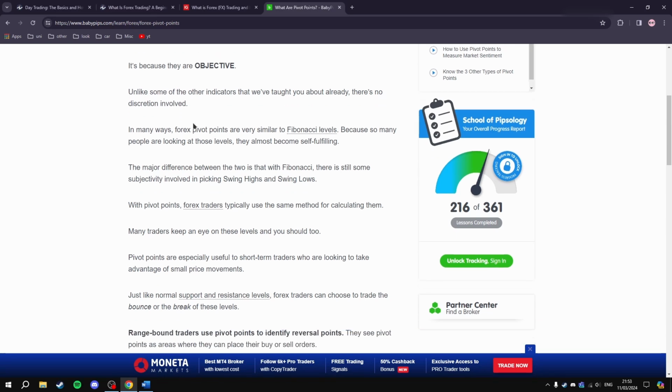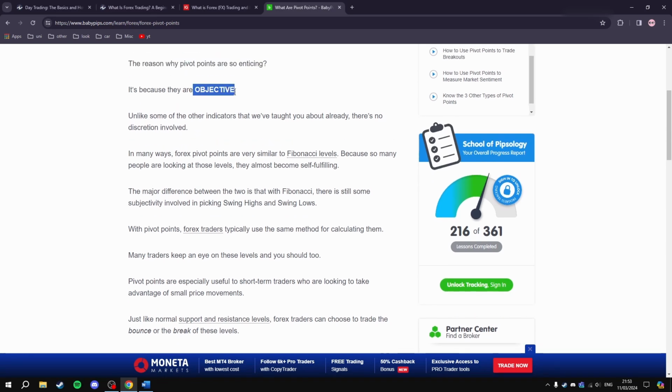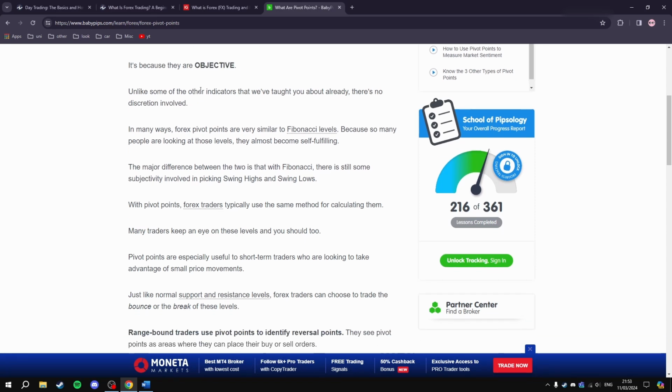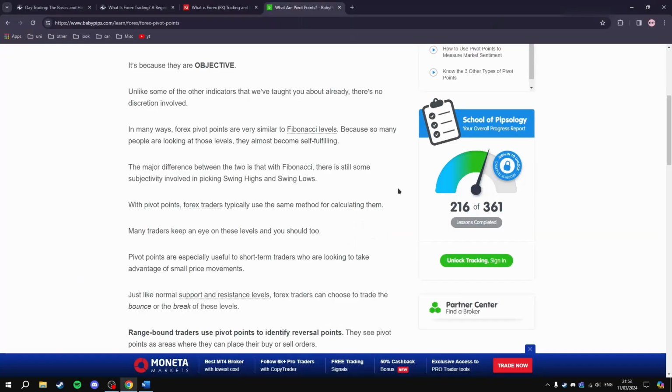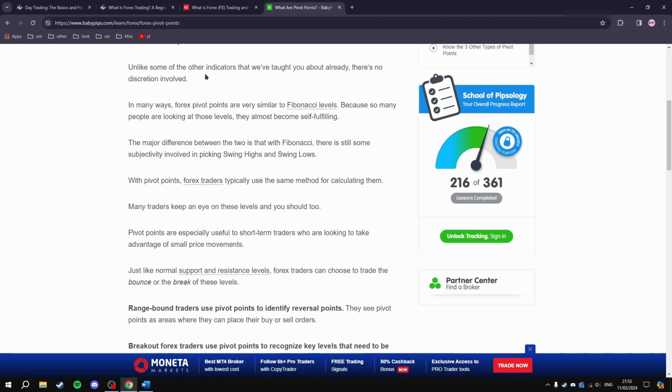Objective. Oh, objective, because that means it's not subjective, so there's no discretion involved. Pivot points are objective, not subjective. Unlike some of the other indicators that we've taught you about already, there's no discretion involved.